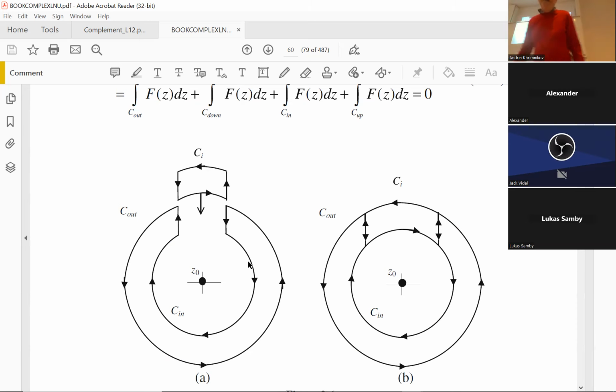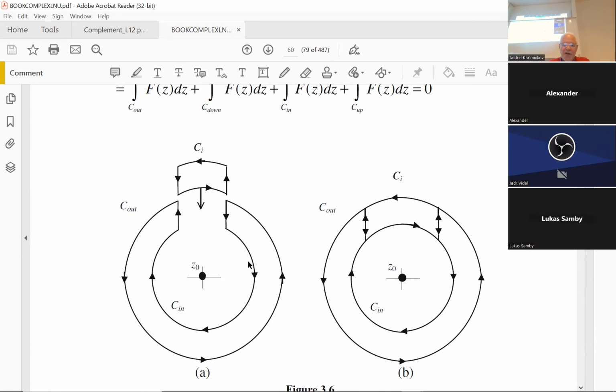And what formula was finally derived at the very end of the last lecture? This formula is very important.